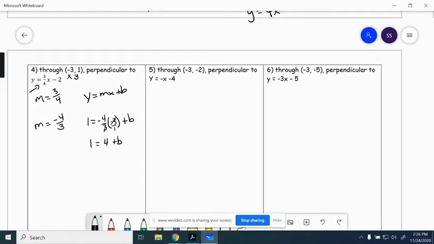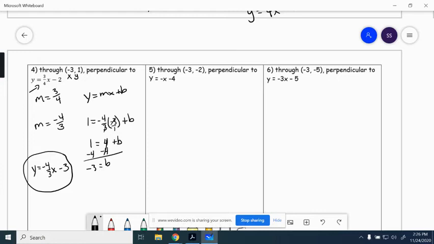But again, you can definitely use your calculator on that if you want. And then we isolate b, so we need to get rid of this 4, so we subtract on both sides, and we're left with b is equal to -3. Last step, just put it into the equation of a line. So y is equal to -4/3 x minus 3.